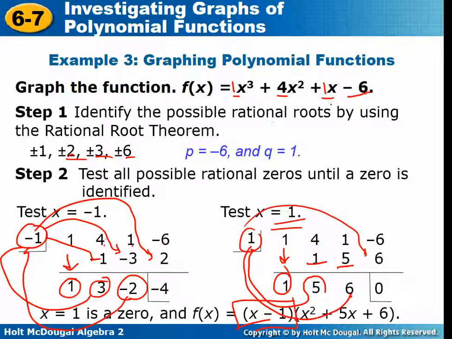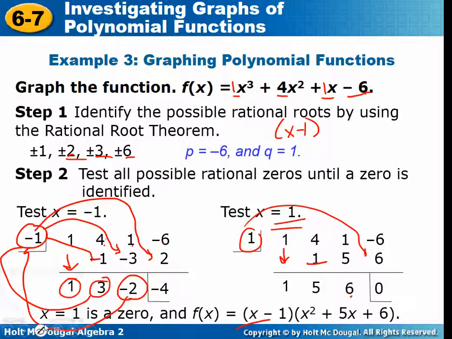So I can break this down into x minus 1. Now, how did they get x squared plus 5x plus 6? Those numbers come from the synthetic division answers. We did this, was this in section 3? So we started with x cubed. So this right here is 1x squared plus 5x, decreasing the power each time, plus 6, and then plus 0 for our remainder.